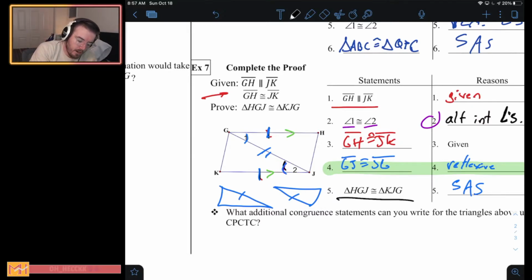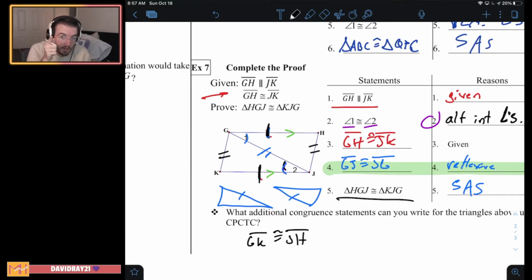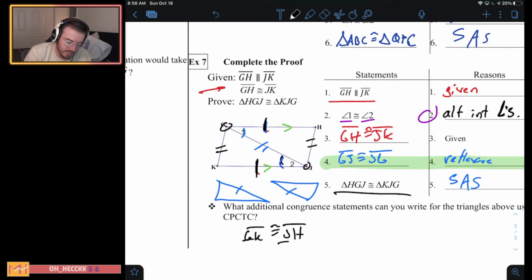We already know that this side and this side are the same. Well, we now know that those two sides are the same: GK and JH. Making sure to keep up the corresponding parts, right? G corresponds with J. What other angles could we say? We could say angle K is the same as angle H, right? You know these are the same now.